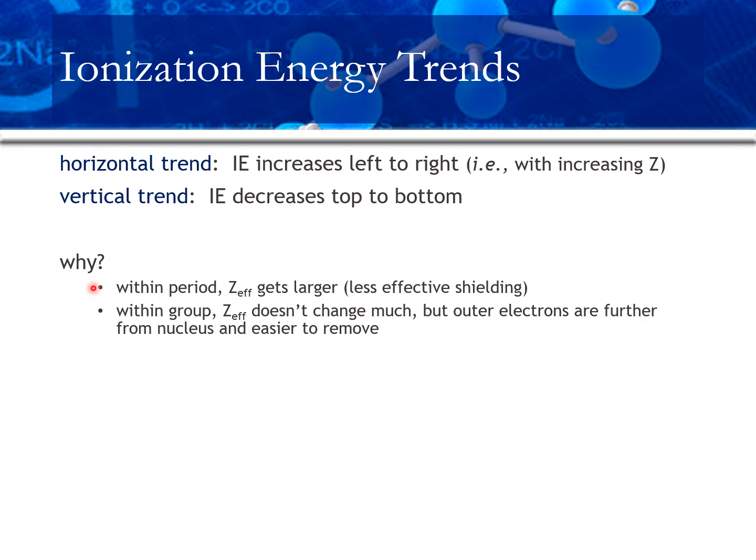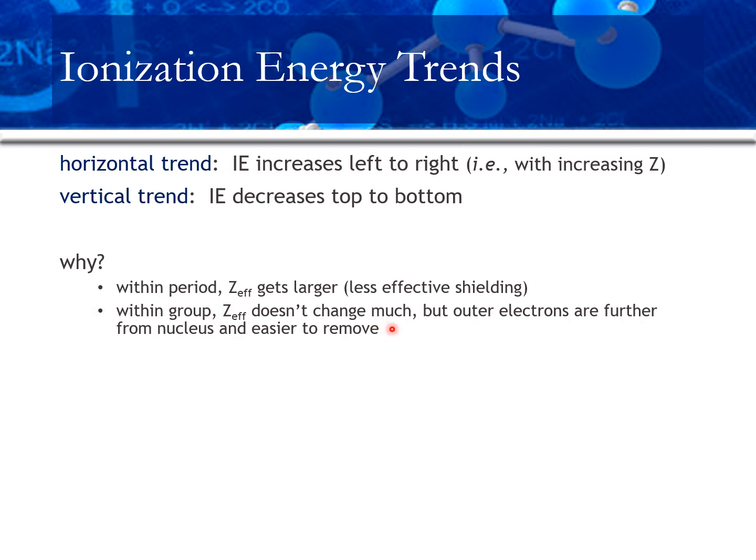Well, within a period, going left to right, remember, we've already seen effective nuclear charge gets larger left to right. Having a larger effective nuclear charge means it takes more energy to pry an electron away from this atom. It's being held more tightly by that larger effective nuclear charge, and that's the reason for the horizontal trend in ionization energy.